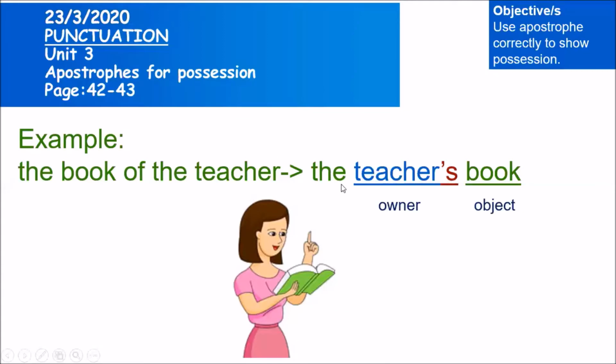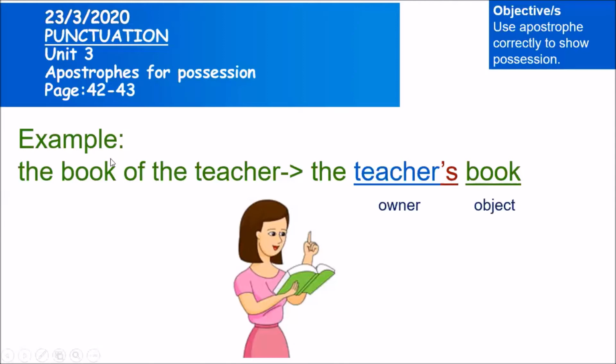So here, how do we convert this sentence into apostrophe for possession? We simply start with the owner. So in this case, the owner is the teacher. And then, like what we said yesterday, if it does not end with S, you add apostrophe S, followed by the object that that person owns. So in this case, the teacher owns a book. So we write the teacher's book.